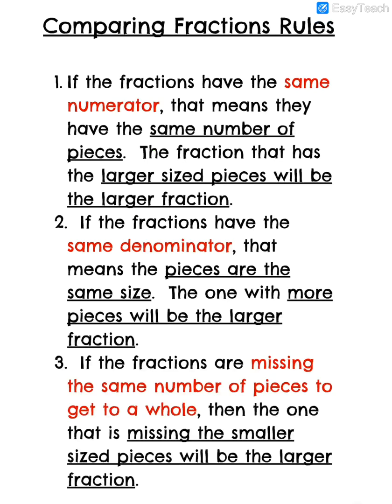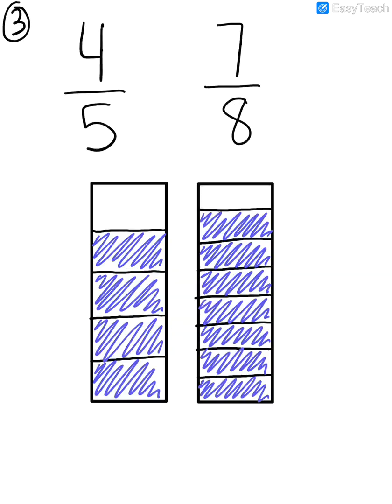Okay, and the last rule I wanted to talk about today is rule number 3. If fractions are missing the same number of pieces to get to a whole, then the one that is missing the smaller sized pieces will be the larger fraction. Now I know this sounds a little bit confusing, so let's see an example. Here I have 2 fractions. I have 4/5 and I have 7/8.